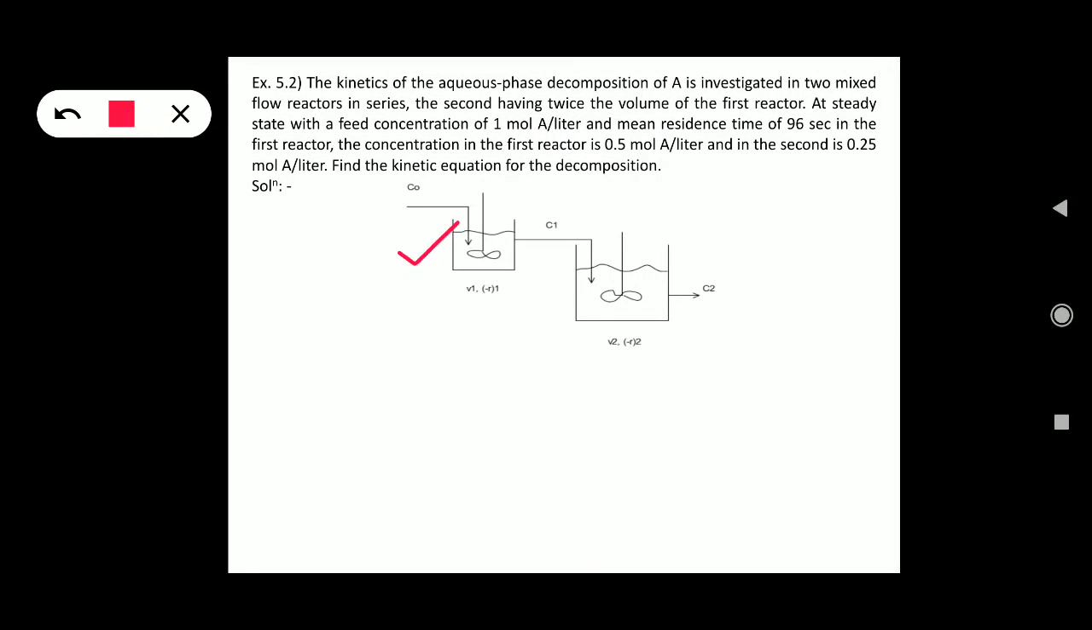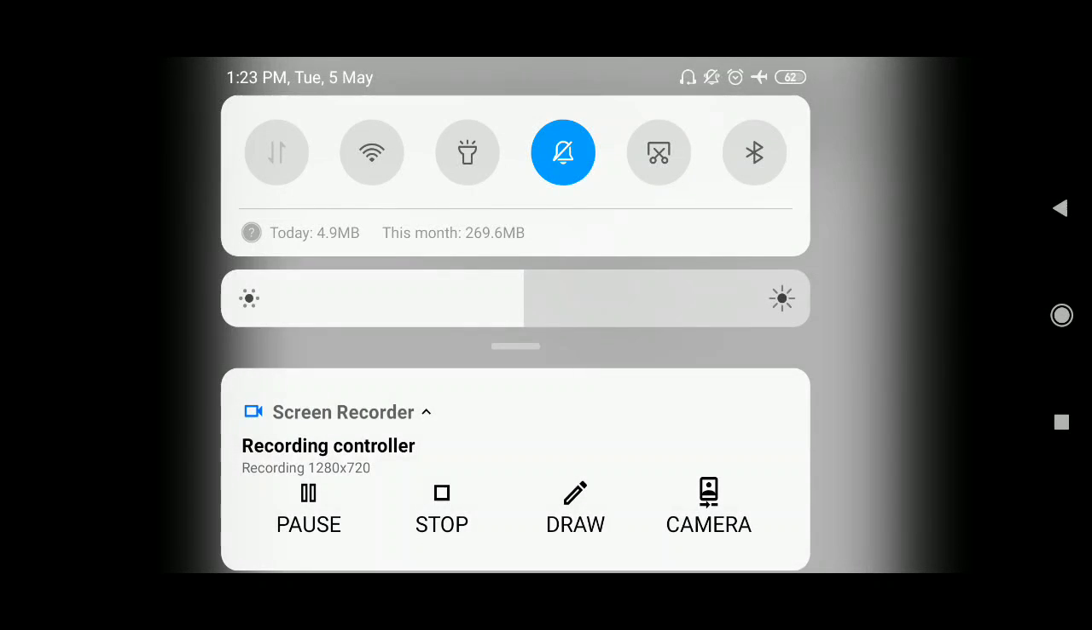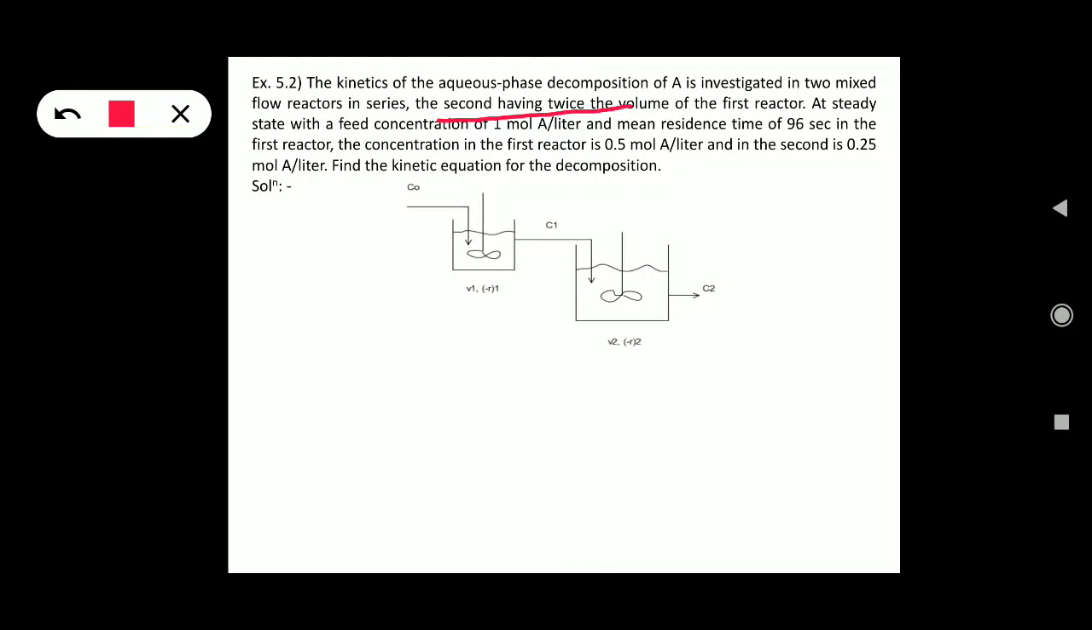So they have given this system. I have drawn the diagram here. So here you can see we have reactor 1 and we have reactor 2. What they have mentioned, the kinetics of aqueous phase. Aqueous phase means liquid phase reaction. A means we are having a single reactant in 2 mixed flow reactors in series. They have mentioned the size of the second reactor is twice that of the first reactor. So here you can see the size of the second reactor is double that of the first reactor.